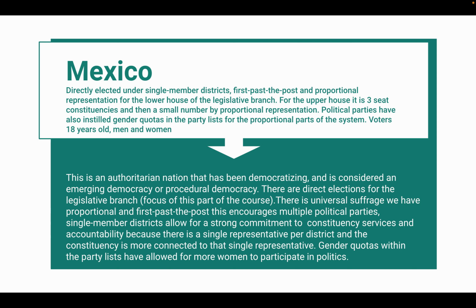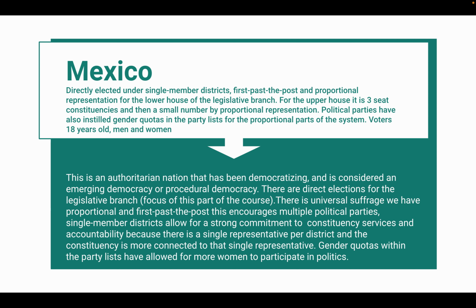In Mexico, representatives are directly elected under single-member district, first-past-the-post, and proportional representation for the lower house of the legislature. And then for the upper house, the Senate, there's a three-seat constituency for each state, and then a small number of proportional representation. Political parties have worked to instill gender quotas in the party lists for proportional parts of the system, and voters age 18 and older, men and women, are able to vote.